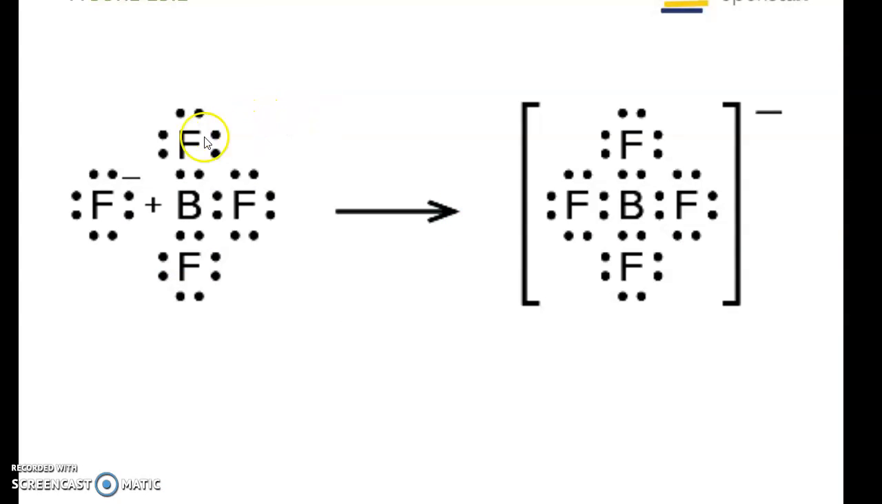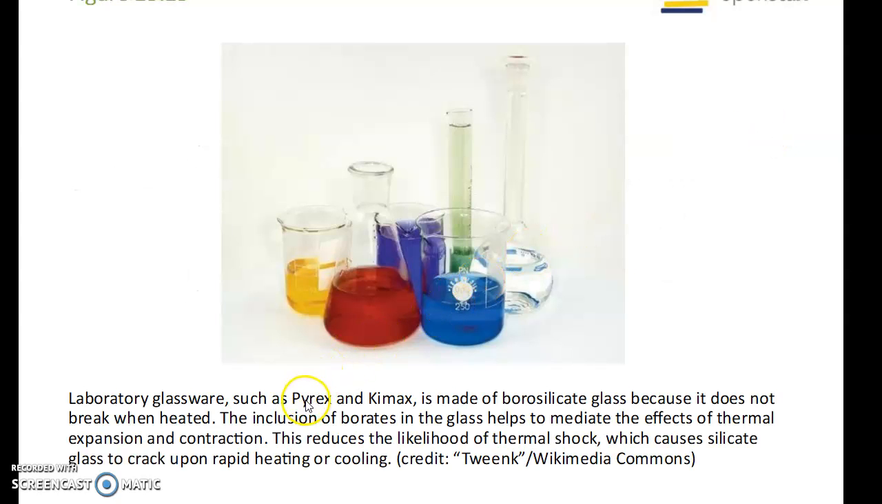This right here is boron trifluoride, and you can see that it can accept a fluoride and form an ion, going from trifluoride to tetrafluoride, but this right here is an ionic form. And that sort of thing, boron, you use that to form borosilicates so that they don't heat as much when they're broken. And the inclusion of these borates in the glass helps mediate the effects of thermal expansion and contraction. Okay, so it doesn't have the thermal shock that you would have otherwise.